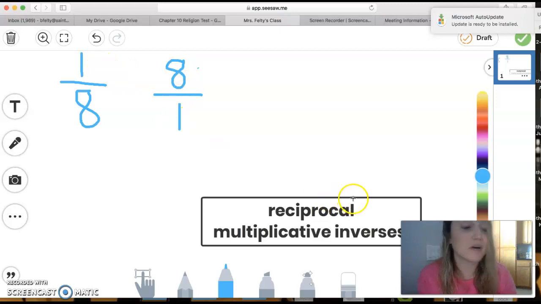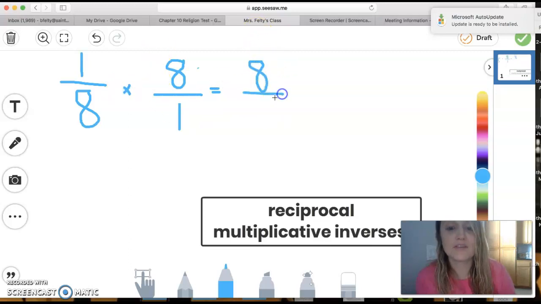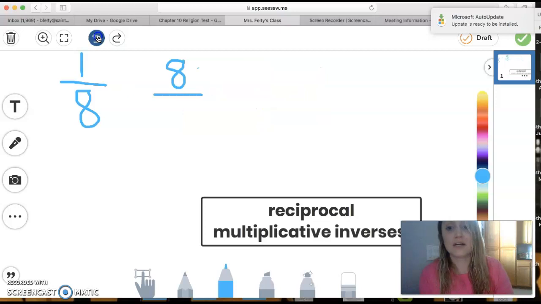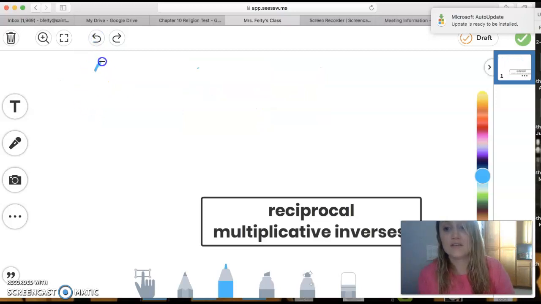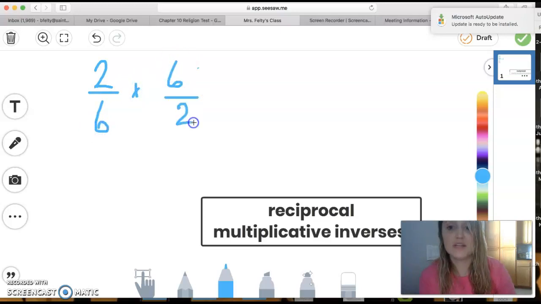Now, what they mean by two fractions whose product is 1 is if we actually multiplied these, because remember, product means multiply, we would get 8 over 8, which would be 1. Okay, so no matter what you do reciprocal-wise, it's going to equal 1. Even if you had 2 over 6, and then you'd flip it to 6 over 2, if you actually multiply these out, it would be 12 over 12, which would also be 1. Okay, so this is called a reciprocal.